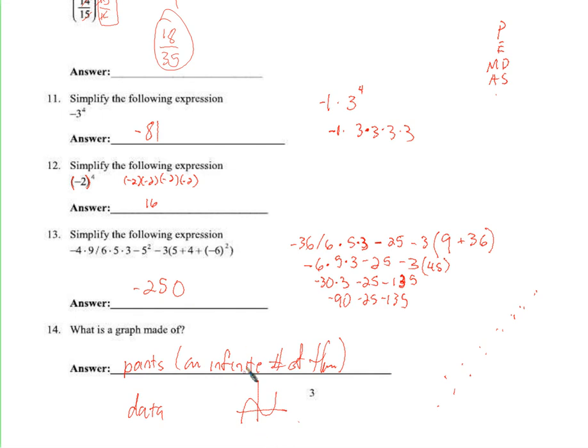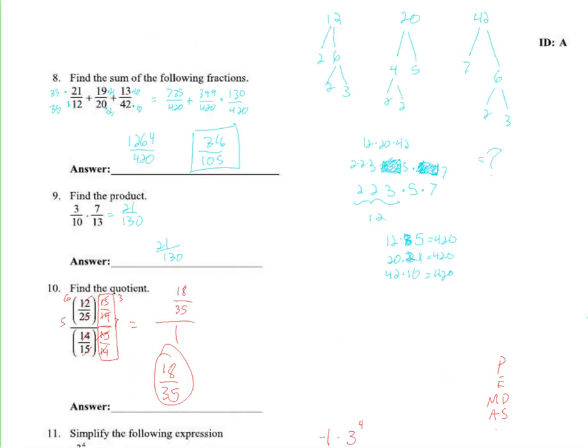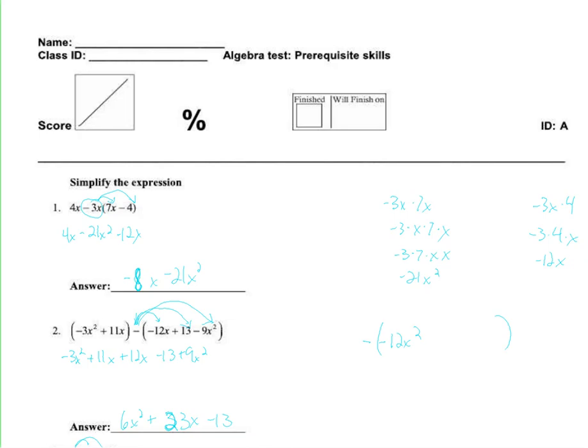So it's made of an infinite number of points, or trillions of points, or millions of points, or whatever you said, okay? As long as it's lots and lots of points. Looks like that's it. It's 1, 2, 3 pages. So yes. That is it.